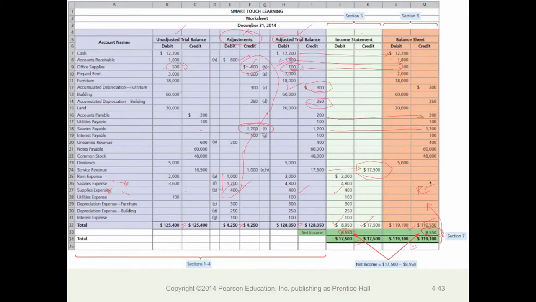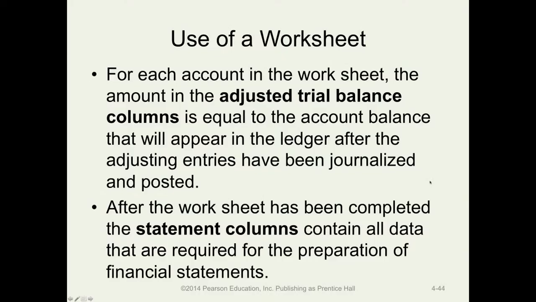So to summarize, each account in the worksheet, the amount in the adjusted trial balance column is equal to the account balance that will ultimately appear in the ledger after they have been journalized and posted. Remember, when you enter onto the adjustments column in the worksheet, you have not made a formal journal entry. So you have not journalized nor posted to the ledger.